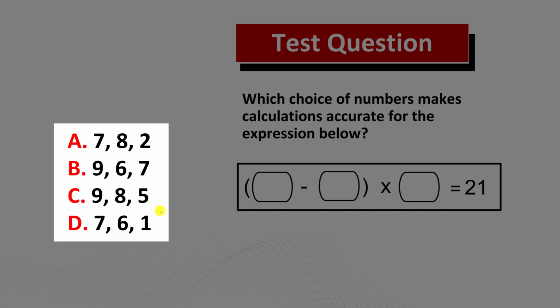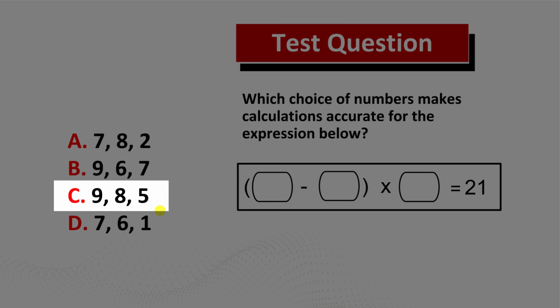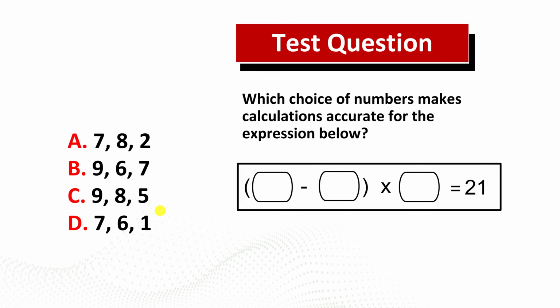And you have four different choices. Choice A, 782, choice B, 967, choice C, 985, or choice D, 761. Feel free to pause this video and try to solve it. And if you came up with the answer, feel free to post it in the comment section of this video and I'll give you my feedback. Thanks for participating.